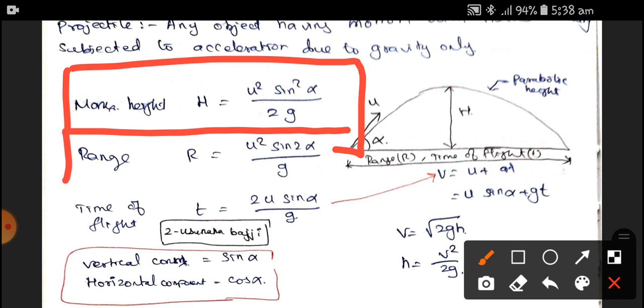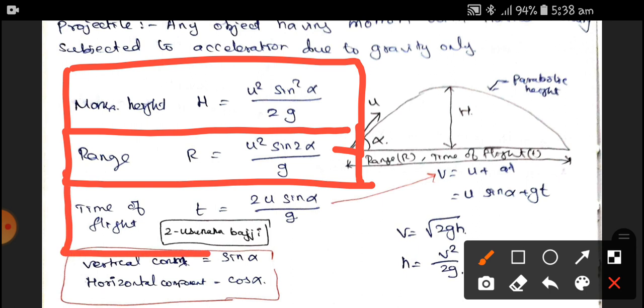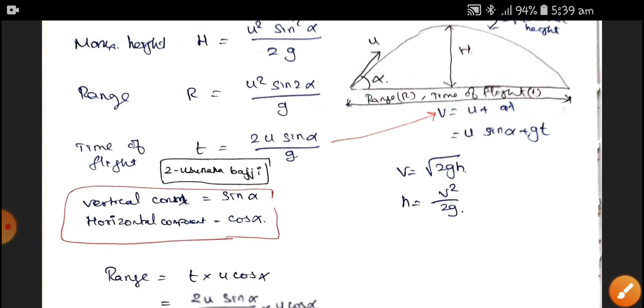where the range is u square sine 2 alpha divided by g, and the time of flight can be derived using t is equal to 2u sine alpha divided by g. Here the vertical component is u sine alpha and the horizontal component is u cos alpha.